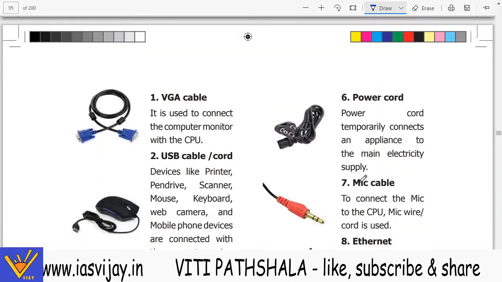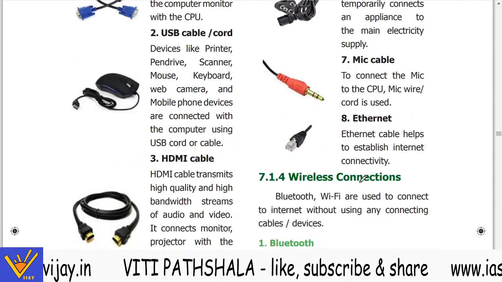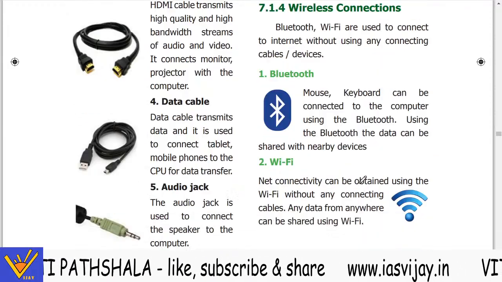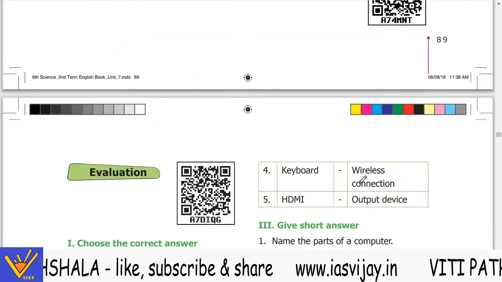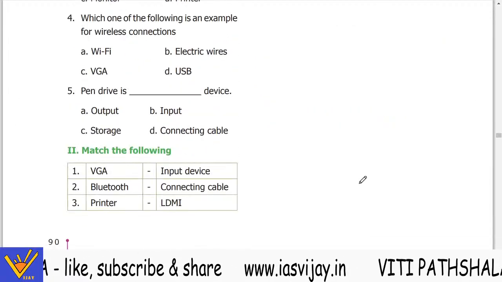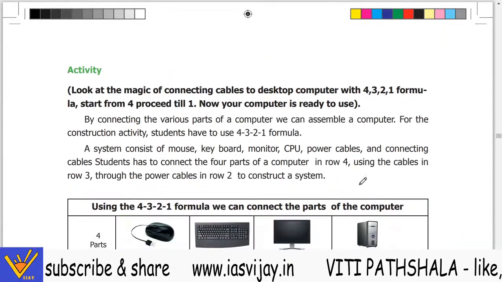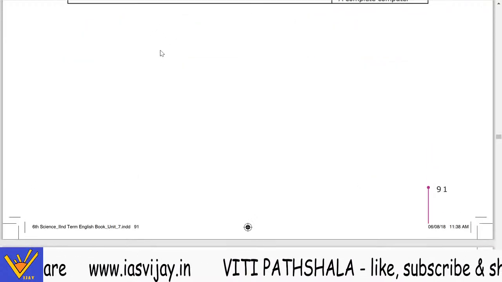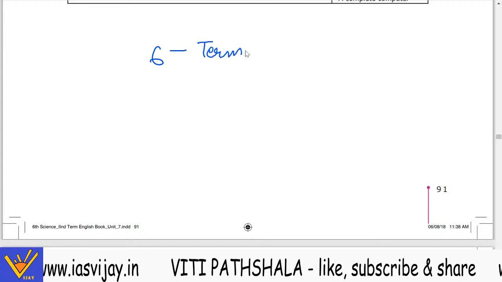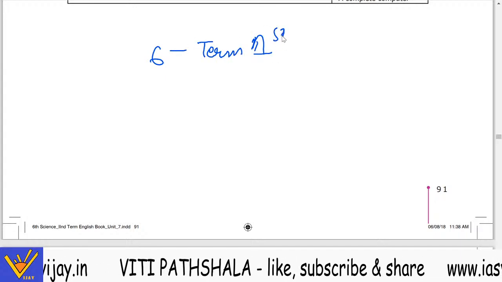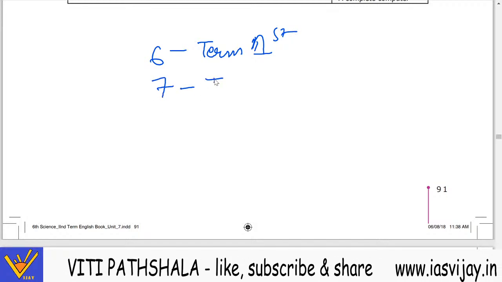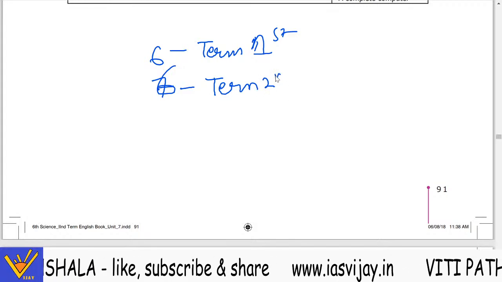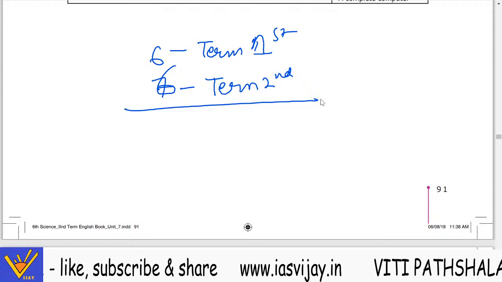They have shown you the VGA cable, then the USB cable, HDMI cable, then the data cable, the audio jack, then the Bluetooth and Wi-Fi network. So this was the small chapter. So we have completed this book. You have Saturday and Sunday to study the 6th class term first book, then the 6th class term second book.